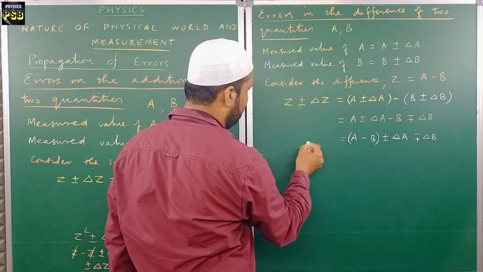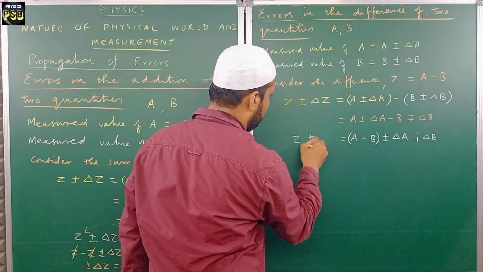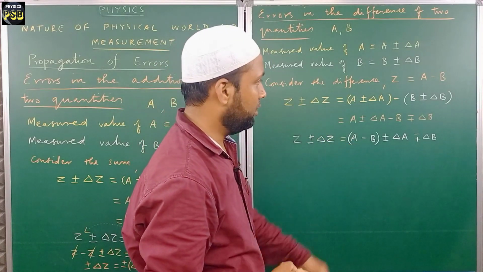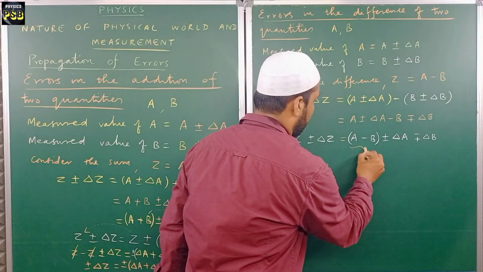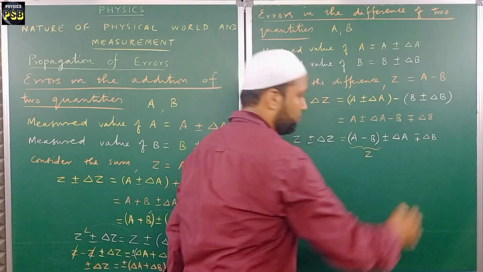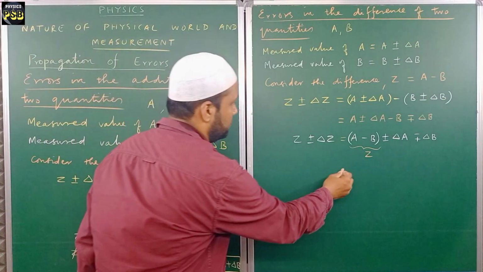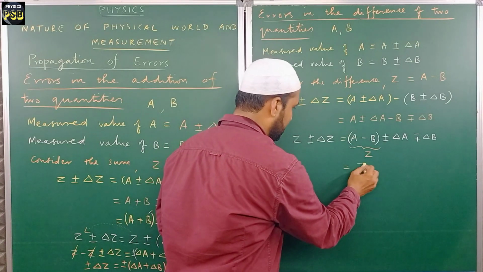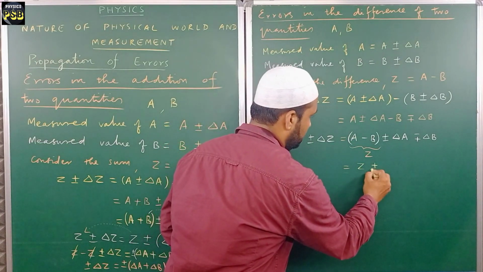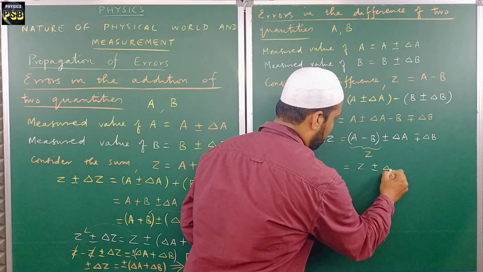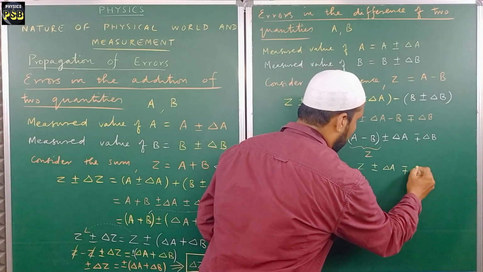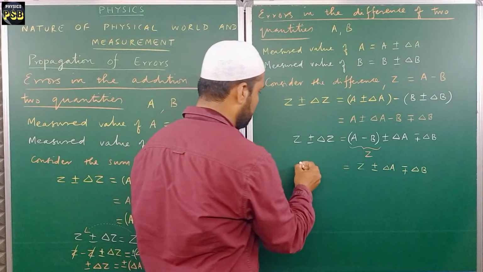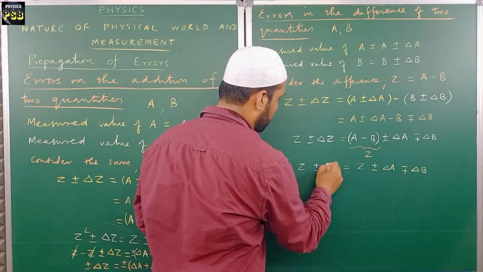Then this side, what do we have? It is nothing but Z plus or minus delta Z. Here, if you look at this carefully, you will find that A minus B is nothing but Z. Okay, so the next step, the plus of A minus B, I take as Z. So plus or minus delta A minus plus delta B. I said Z plus or minus delta Z.